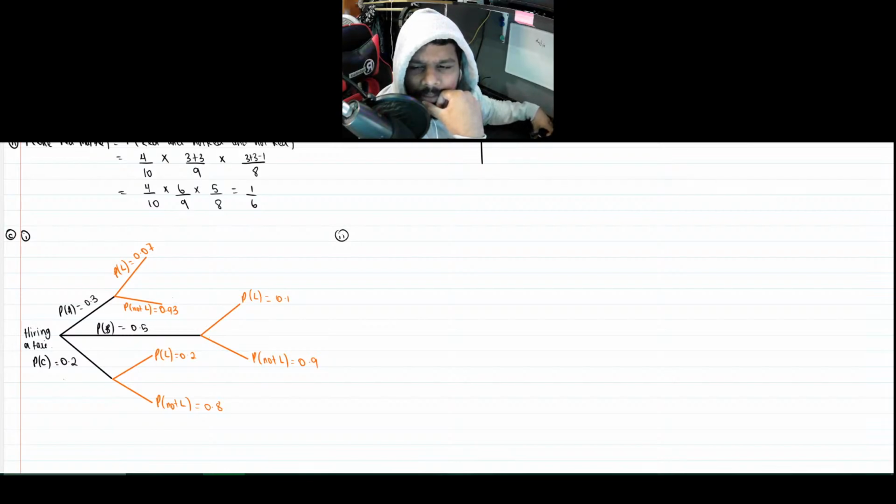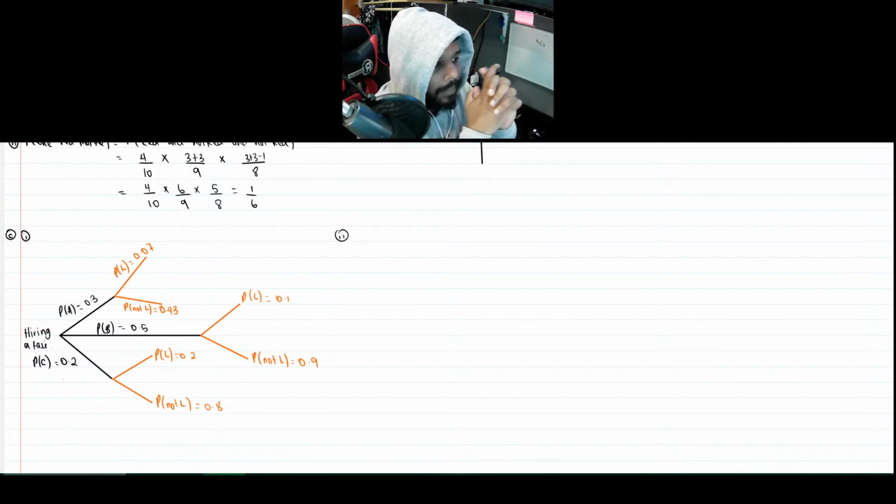Part 2. A garage is chosen at random. Determine the probability that the taxi will arrive late. Based on the tree diagram, if I pick a taxi, what is the probability that it will arrive late? Well, for it to arrive late, it must either come from A and be late, come from B and be late, or come from C and be late. Remember, we're choosing one garage.